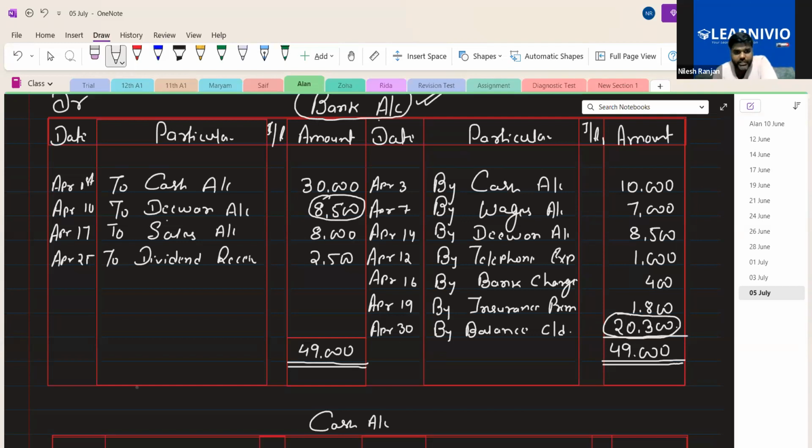Okay. So this April 30, again, it will go on this side. May 1st, to balance B/D 20,300. Is that clear? Okay. Sometimes what students do, they think that the total and balance are the same. So they write the total and leave the balance, but that is not correct.